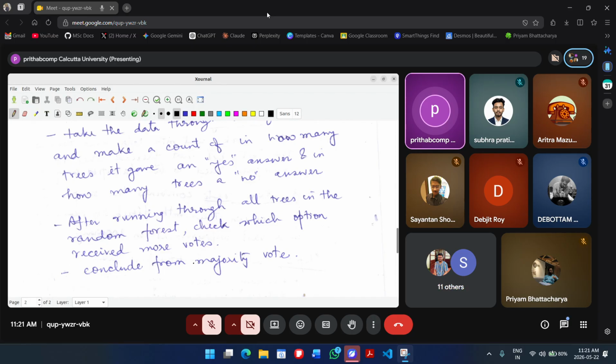The only problem you can think of is computational cost, because you are building so many decision trees, so it is computationally expensive. And there is one more problem: I was saying that decision trees can overfit data. That problem still exists for random forest. But overall the performance is good.